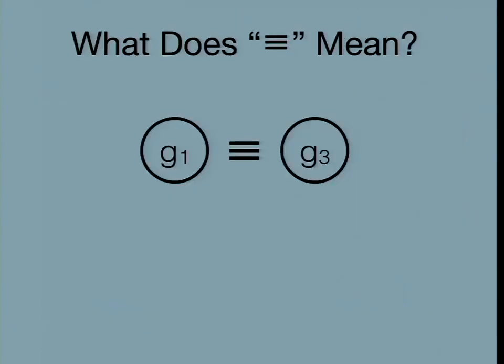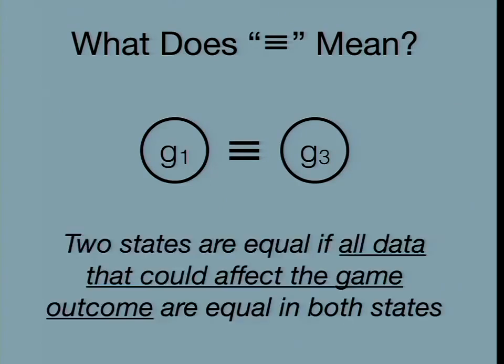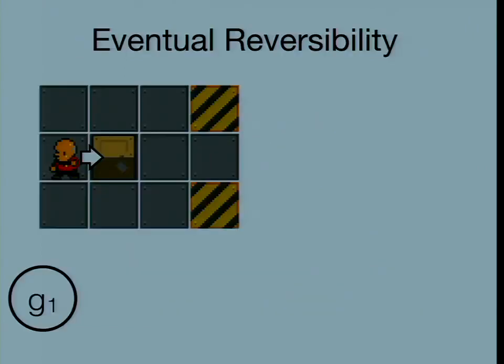Well, in the paper we go into more nuance, but for now, I want you to imagine that this equality operator is extremely strict. It means that two states are equal if every single possible piece of data that could affect the execution of the game in any way is equal in both states, right? So this is very aggressive. But that's what we use, and so I want you to imagine that for the rest of this talk.